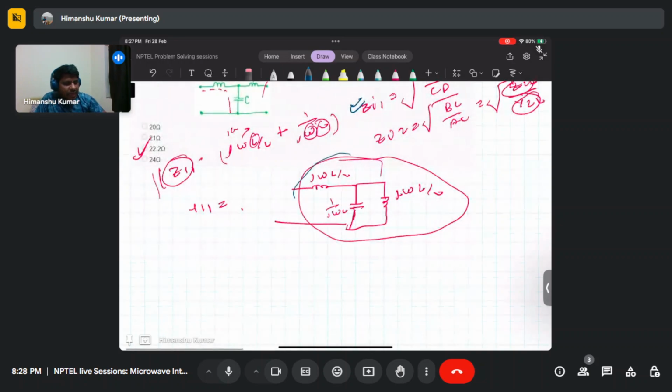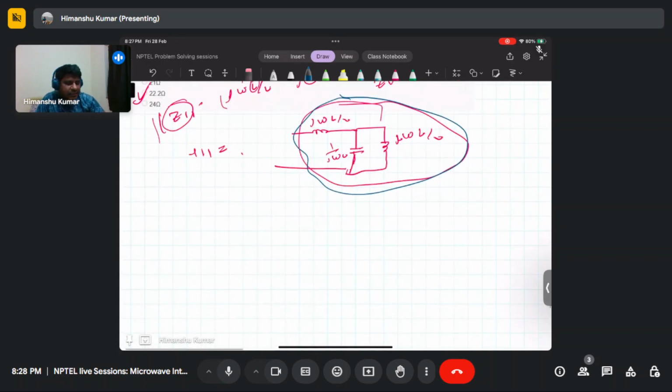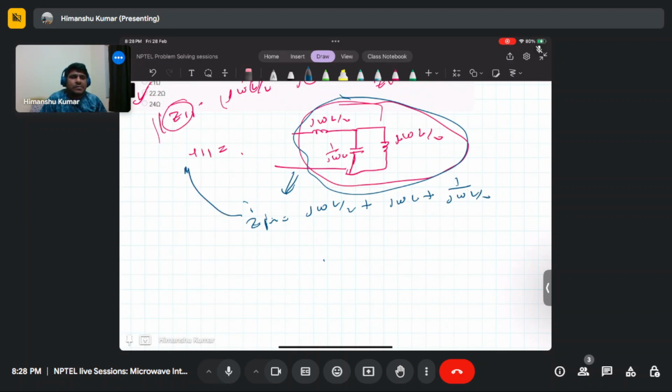The equation of Y11 you can calculate from this equivalent. So you can calculate this impedance, right? This impedance will be j times omega L by 2 plus the parallel combination of j omega C and 1 by j omega L by 2. So this is the impedance of this equivalent network. Take 1 by this, and you can calculate Y11 if you take the inverse. Is that clear?